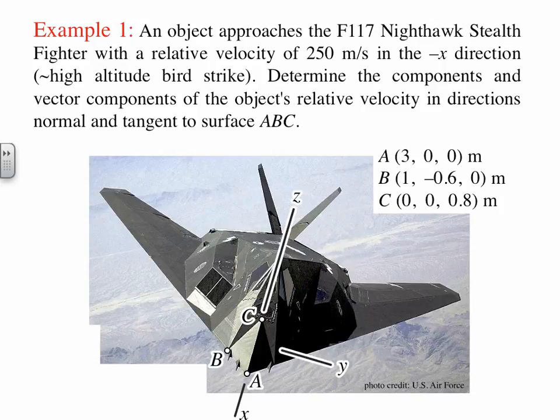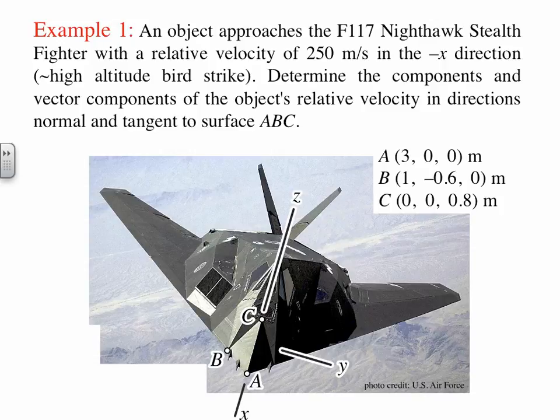We could then ask which unit normal is more appropriate, the one coming out of the jet surface or the one going in. Since the jet is overtaking the bird, with the bird's relative velocity coming at the jet at 250 meters per second, it seems more appropriate to use a unit normal going into the jet surface.